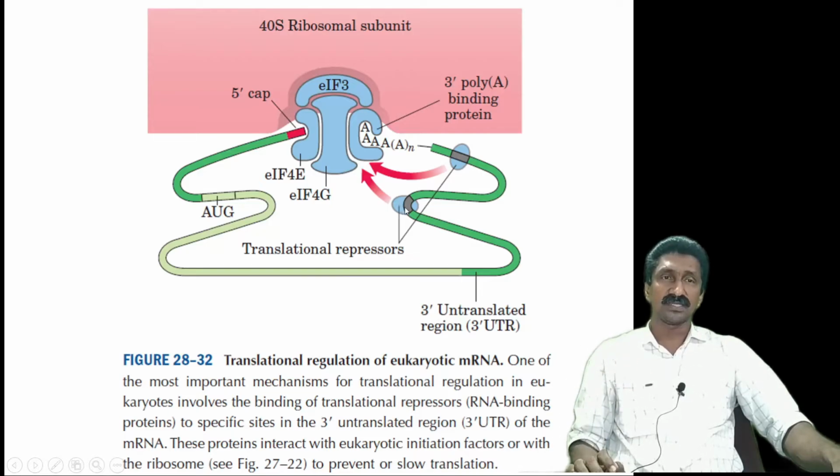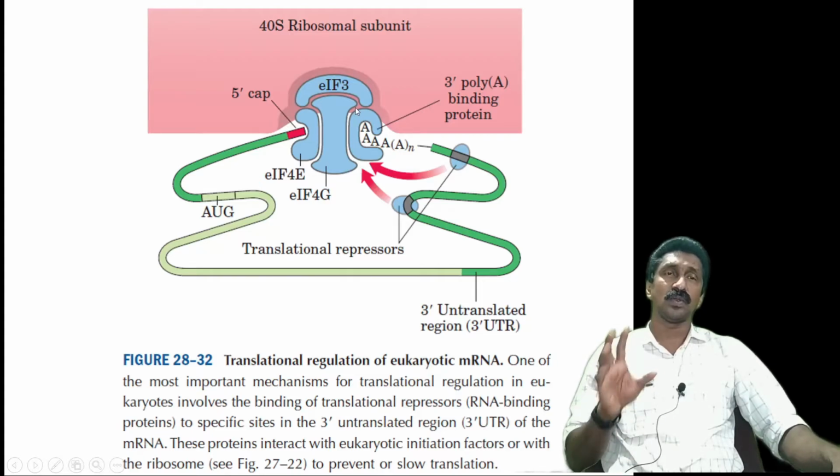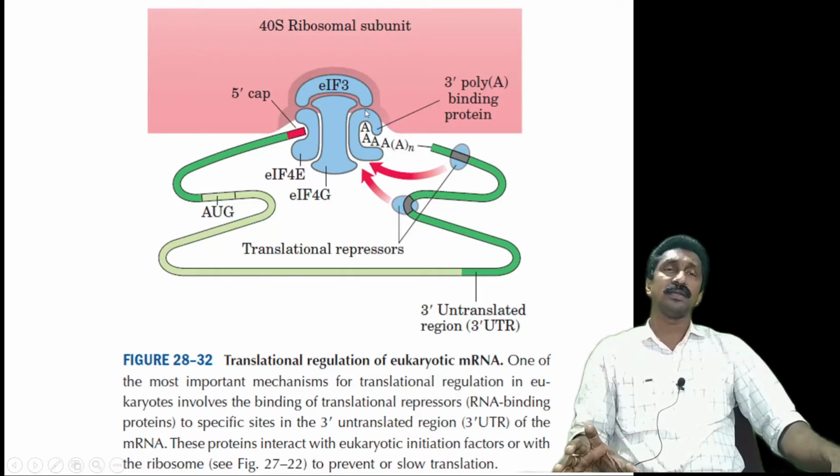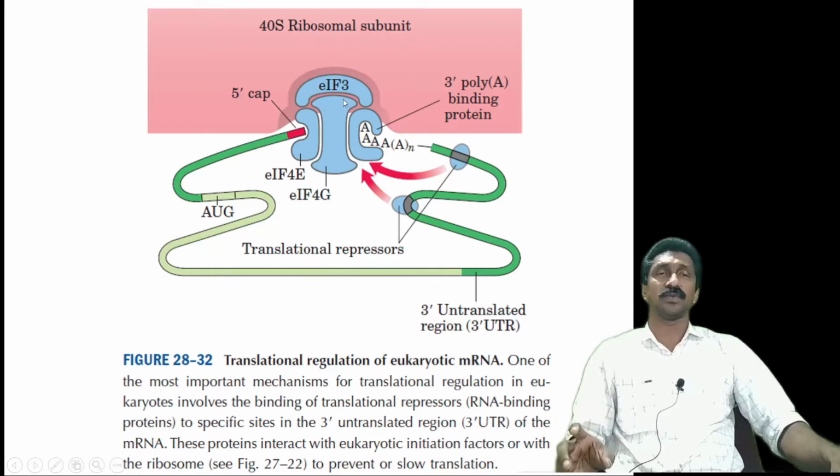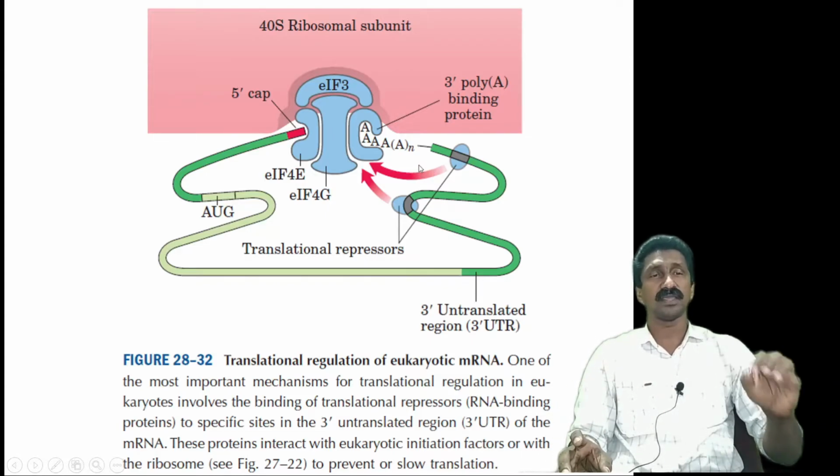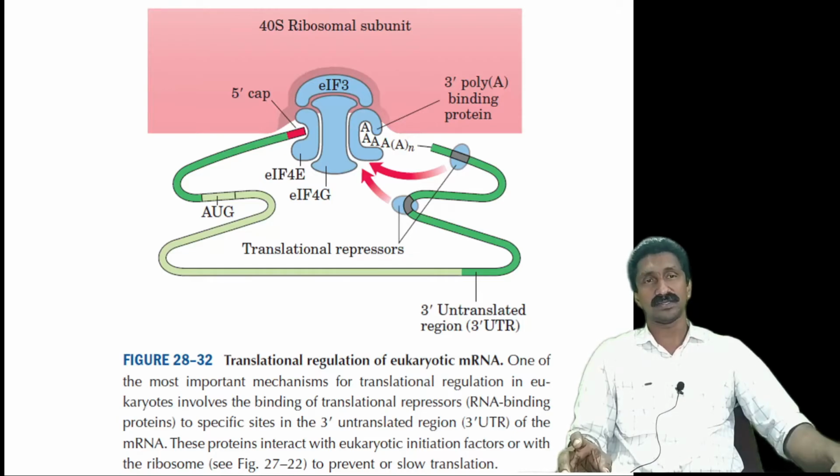So these translational repressors which bind here will interact with the initiation factor or the ribosome assembly to slow down or halt the translation process. So this is how translation regulation happens in the case of eukaryotic mRNAs.